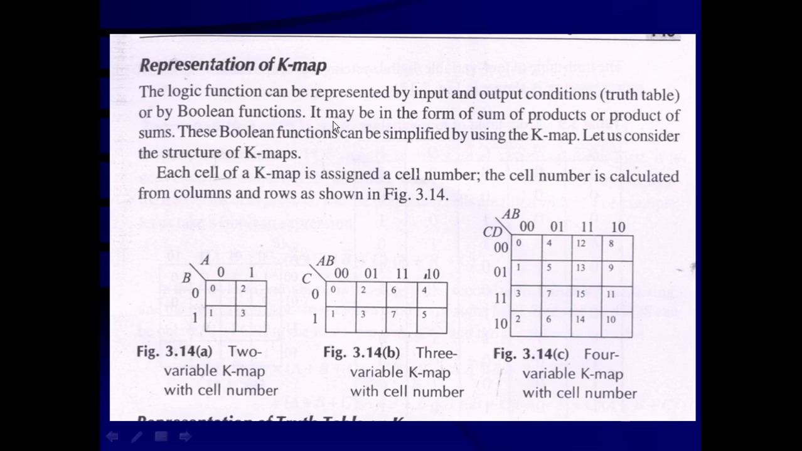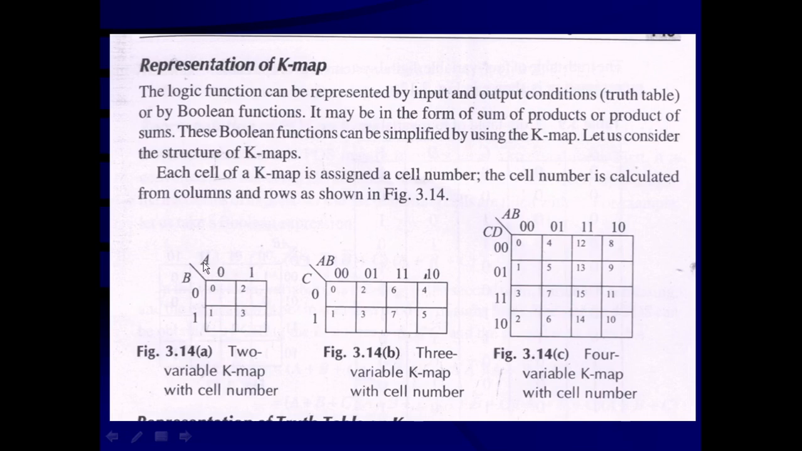These Boolean functions can be simplified by using the Karnaugh map. Let us consider the structure of the K map. Each cell of the Karnaugh map is assigned a cell number. The cell number is calculated from the column and rows as shown in figure 3.14. Accordingly, each cell is assigned a number depending upon its binary value.